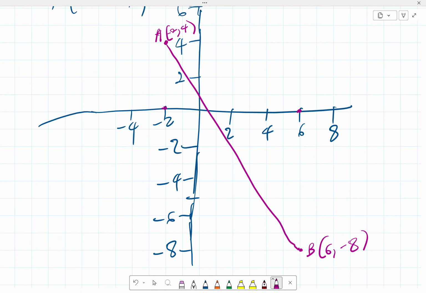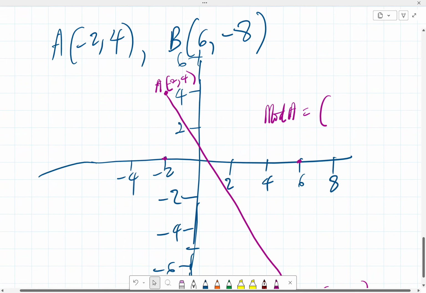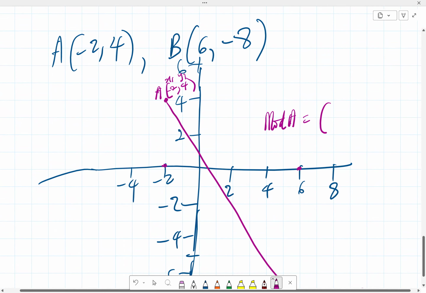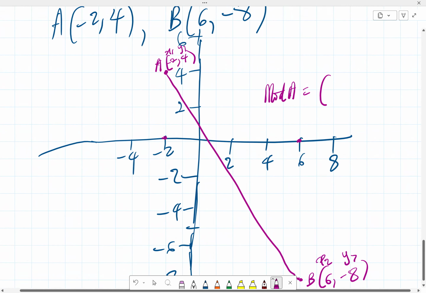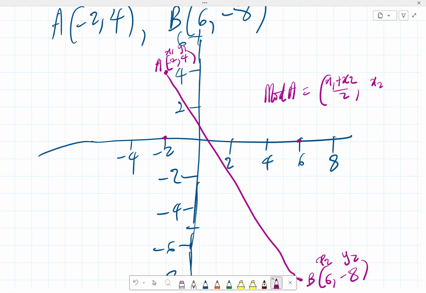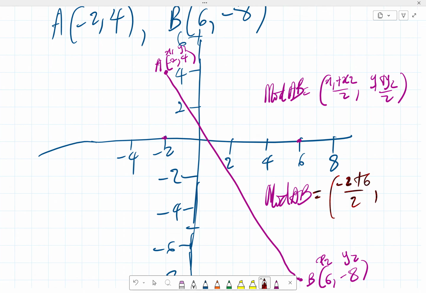So we are saying that mid A, if you like, is equal to, so this is our x1, x2 now. So this is x1, y1, then x2, y2. So midpoint is x1 plus x2 all over 2, y1 plus y2 all over 2. So mid AB is equal to x1 is minus 2, x2 is 6 all over 2, then y1 is 4, y2 is minus 8. You add, so that's minus all over 2.